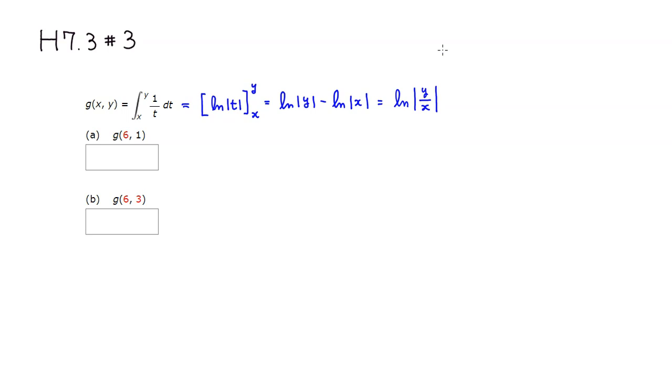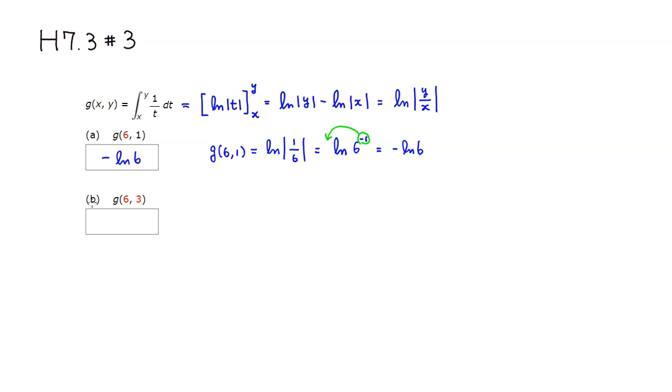If you want to find g of 6 comma 1, so x is 6 and y is 1, you have the natural log of the absolute value of 1 over 6. You can just leave it like that if you want. Since 1 over 6 is the reciprocal of 6, you can write it as the natural log of 6 to the negative 1. Then you can place the exponent right in front, so it's the same thing as negative natural log of 6.